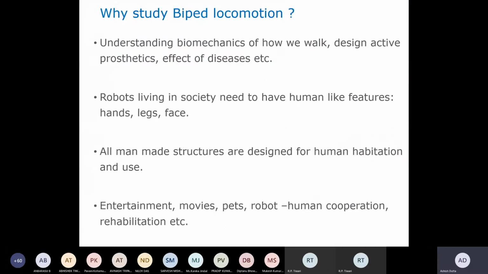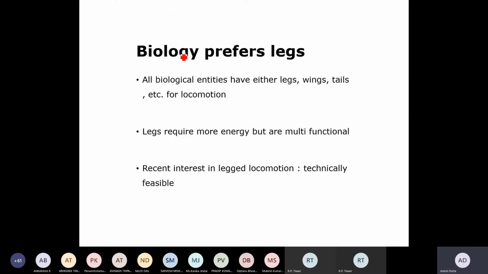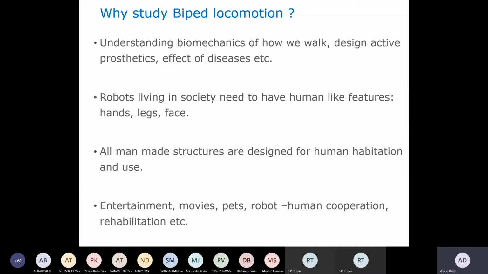Now, first of all, why should we study biped locomotion? What is the point? First of all, we need to look at this question. Understanding biped locomotion will give us an understanding of biomechanics because we are walking, right? We walk. So we need to understand the biomechanics of walking. If you understand the biomechanics of walking, we can design robots which can also walk.